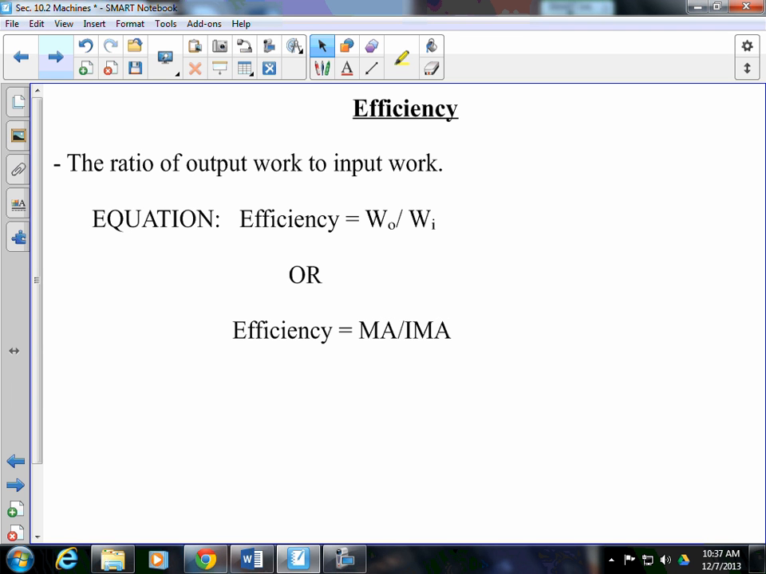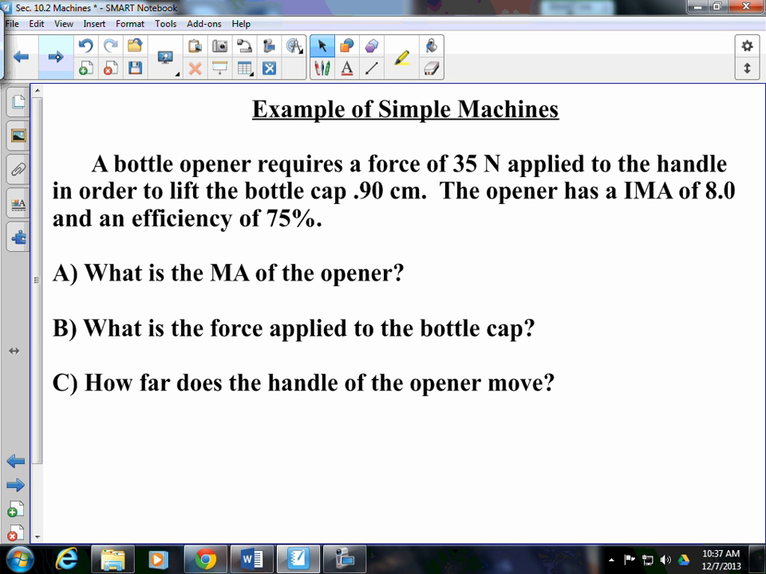So efficiency is work output divided by work input, or efficiency is mechanical advantage divided by ideal mechanical advantage. And when we do an example using all these equations, the biggest thing you're going to be challenged with is trying to figure out where the forces and distances are, and whether they're effort or resistance.